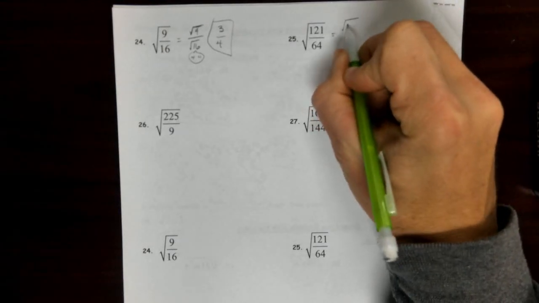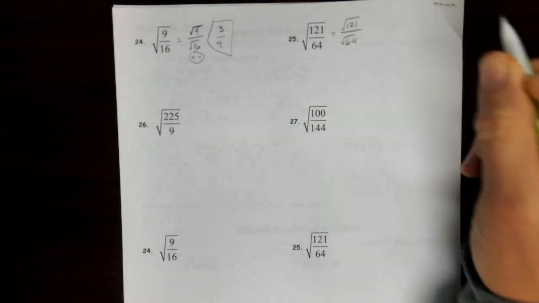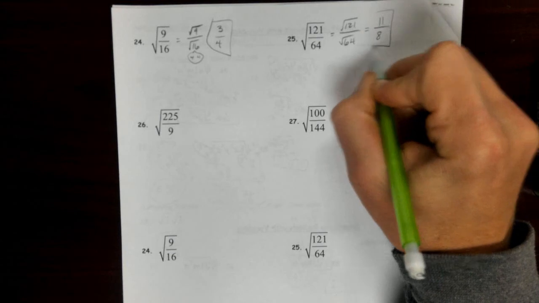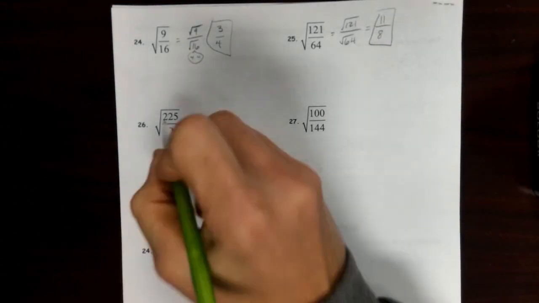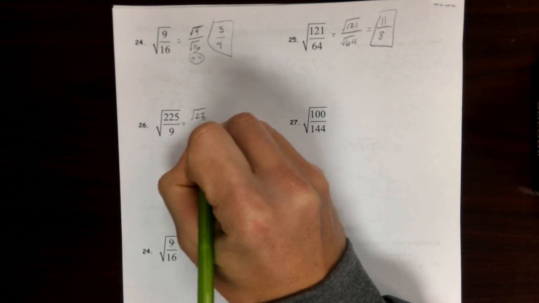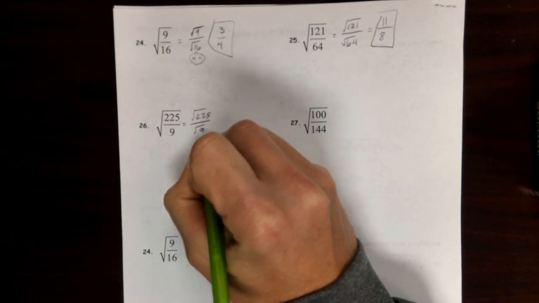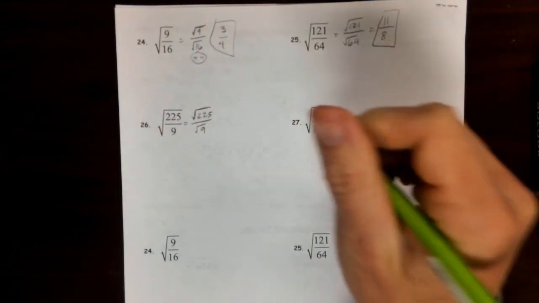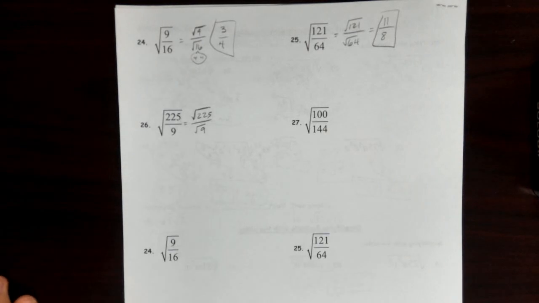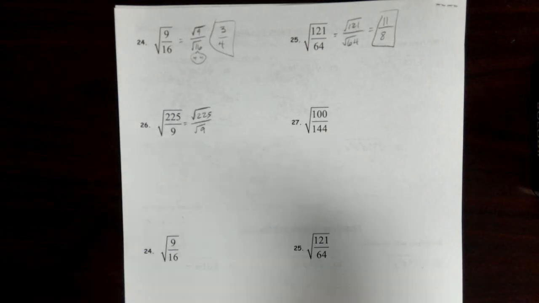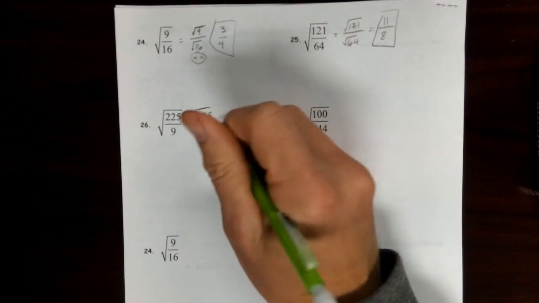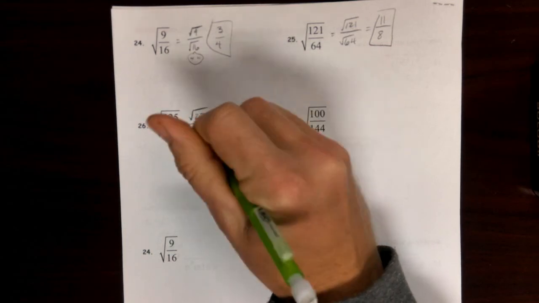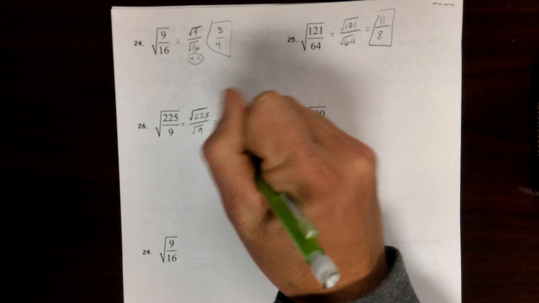Same thing here. I could say this is the square root of 121 over the square root of 64. Well, the square root of 121 is a perfect square. That's going to be 11. The square root of 64 is a perfect square. It's going to be 8. Same thing with number 26. We get the square root of 225 over the square root of 9. So all we're doing is separating it out, 225 on the top, square root of 9 on the bottom. Square root of 225 is 15. Square root of 9 is 3, so we got 15 over 3.